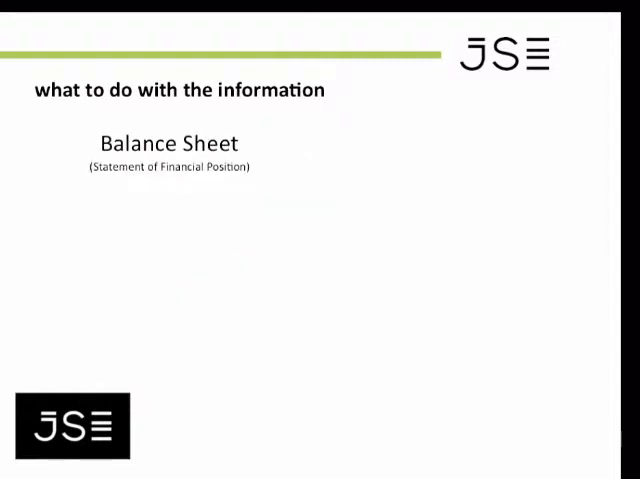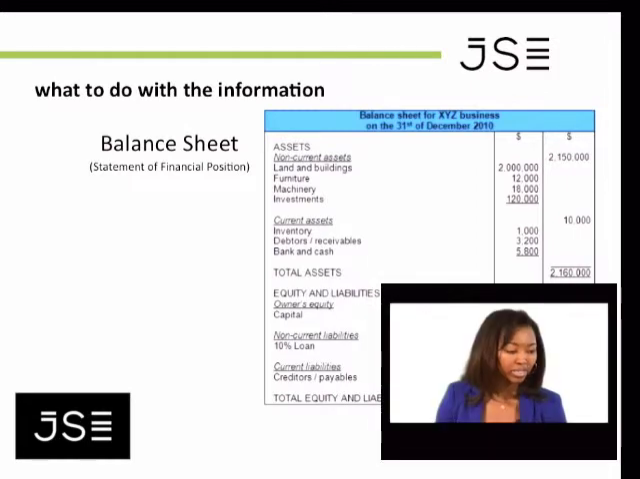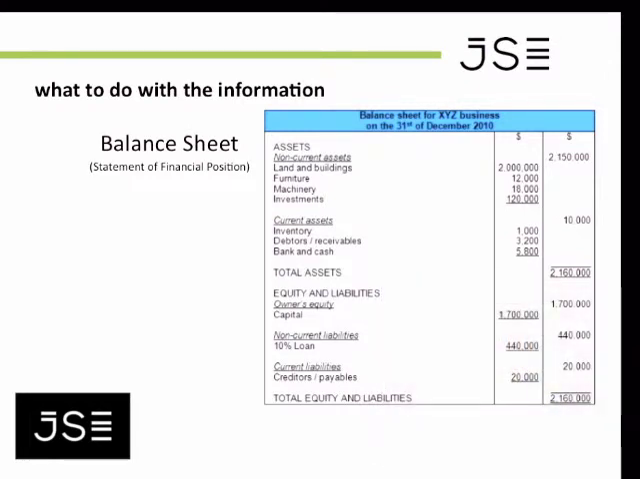So let's have a look at an example of a balance sheet. This is not to give you a deep understanding of balance sheets or how to draw them up, but it's basically just to give you some insights on how to look for information when you do have financial statements in front of you. So over here we've got the balance sheet for XYZ business, and as you can see, it's for the 31st of December 2010. If you look at the layout of the balance sheet, right at the top you've got the big heading for assets, and then you've got another heading for equity and liabilities.